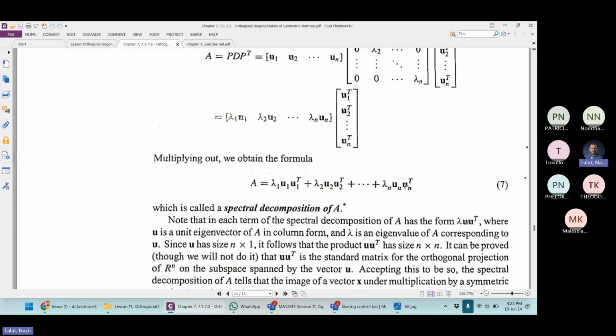So this is called the spectral decomposition. And this is one of the beautiful things: lambda 1, lambda 2, lambda n, these are the eigenvalues, and u1, u2, up to un are its eigenvectors, which are orthogonal eigenvectors. Now one can see that with this decomposition, we can express A as a linear combination of these matrices, and we call it a spectral decomposition of a given matrix A.